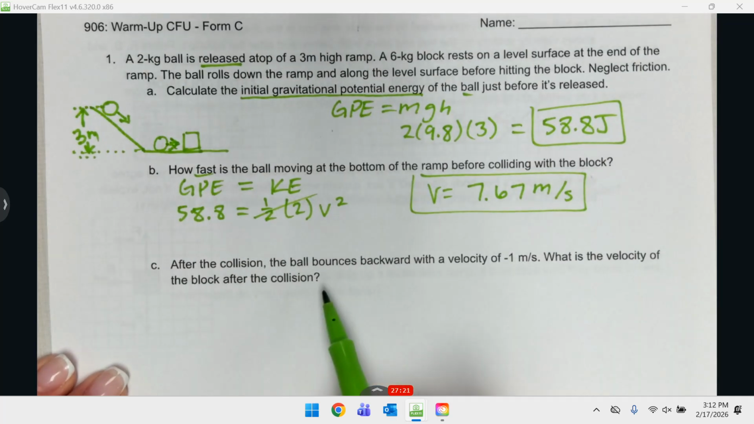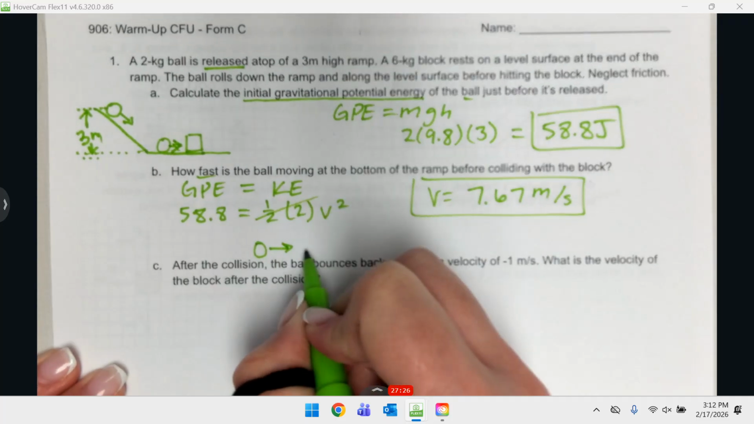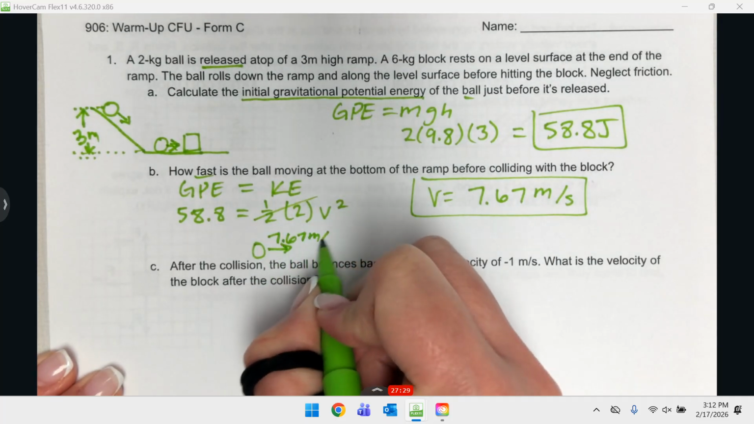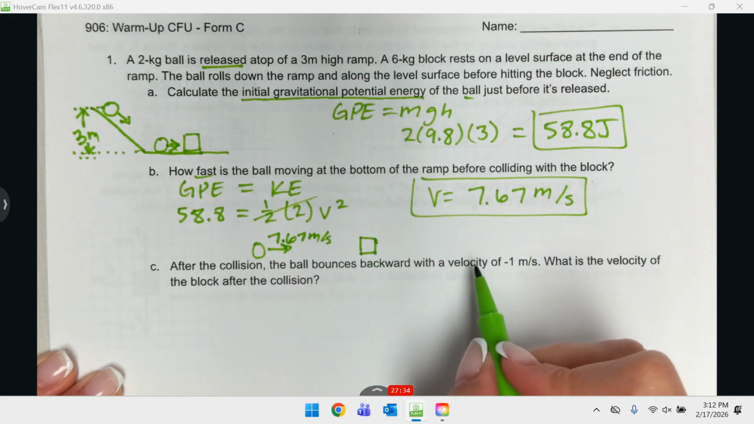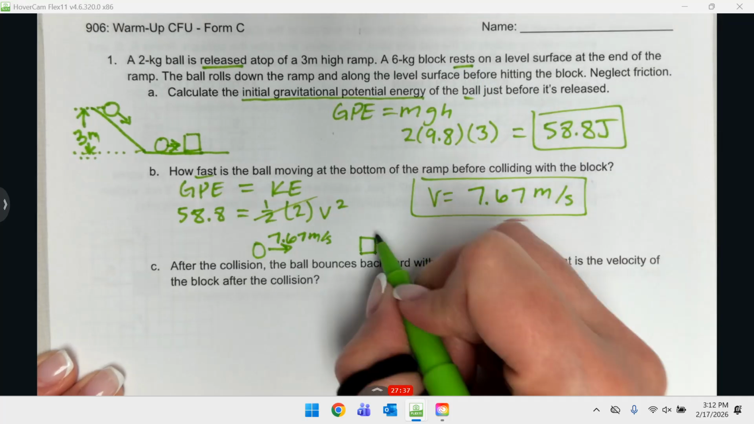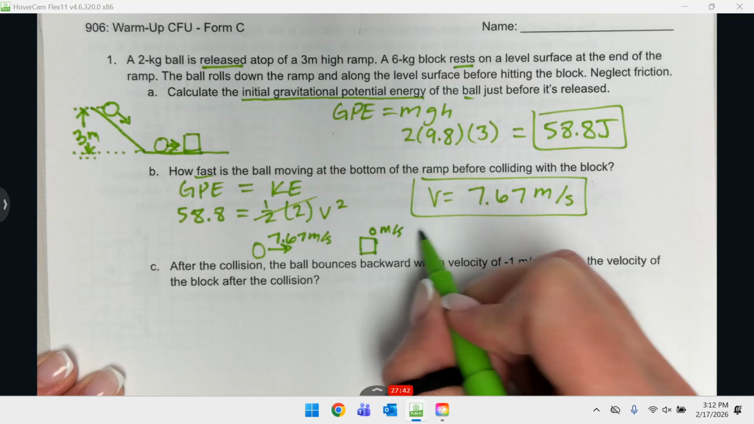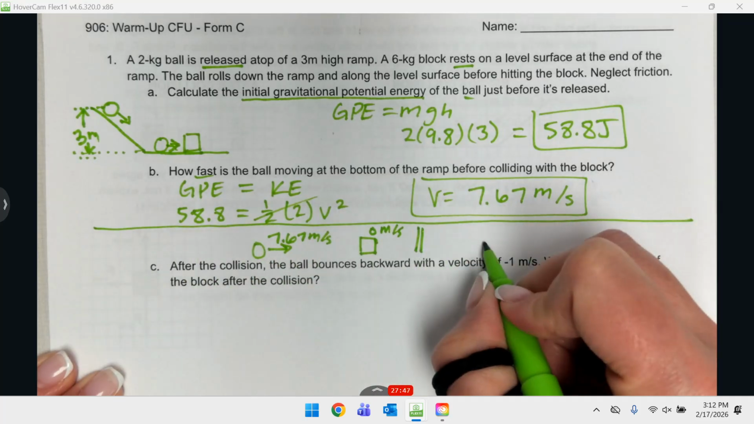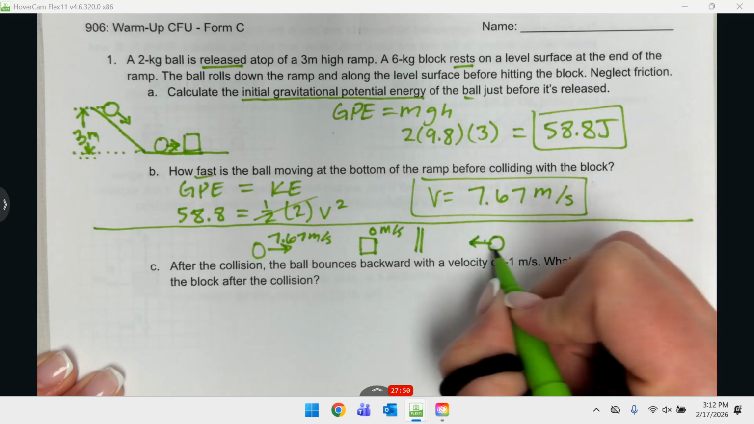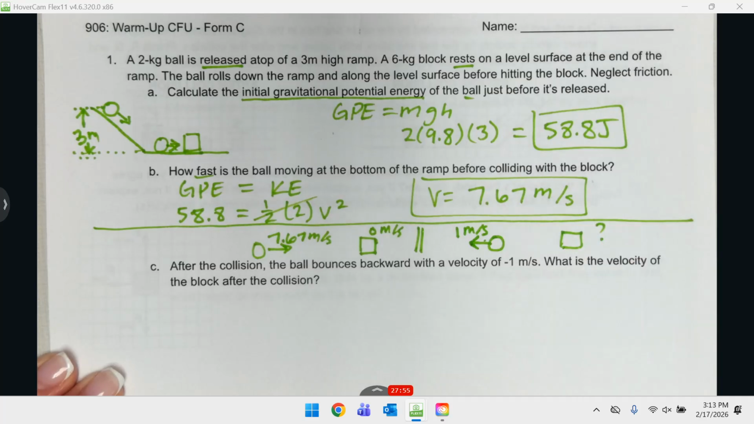All right, and then it's going to collide. Now we're dealing with the collision. We have this ball moving at 7.67 meters per second. It's going to hit this block that is initially at rest, so that's 0. They're going to collide, and then the ball's going to bounce backwards. If you wanted to draw a picture, there's my before collision, and afterward my ball's going this way at 1 meter per second, and the question is, what is this block doing? What's its velocity?